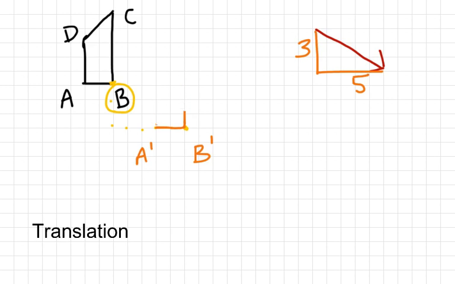And now I just need to make sure that I draw my figure accurately. It looks like from A to D is 1, 2, 3 spaces. So I need to go up 1, 2, 3 spaces to get to D. And then I can do my diagonal and finish my figure, and I've got D prime and C prime. And I've just done a translation where I moved A, B, C, D down 3 spaces and to the right 5 spaces and resulted with A prime, B prime, C prime, D prime.